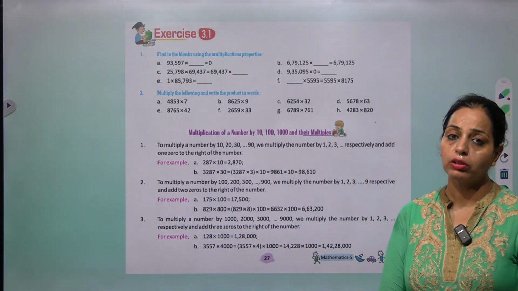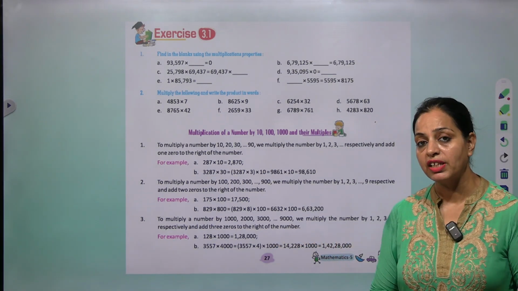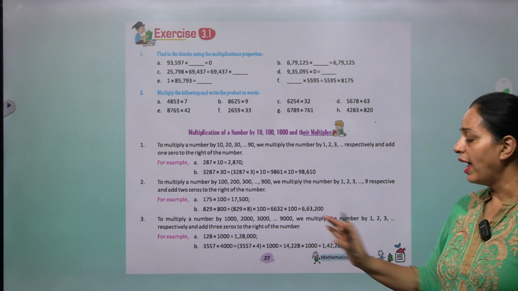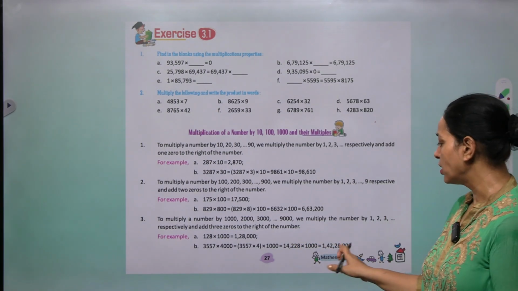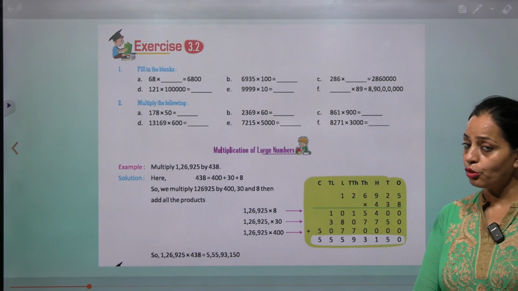Then 3,557 into 4,000. So what to do? 3,557 को हम 4 से multiply करेंगे and then we add zeros at the end. So this is the result. It's very interesting. I hope it's clear to you.